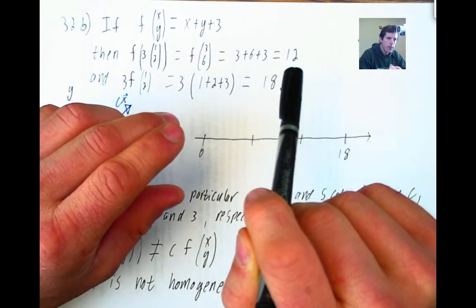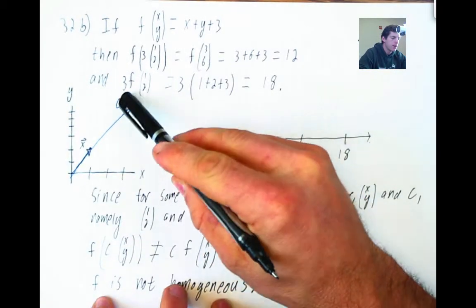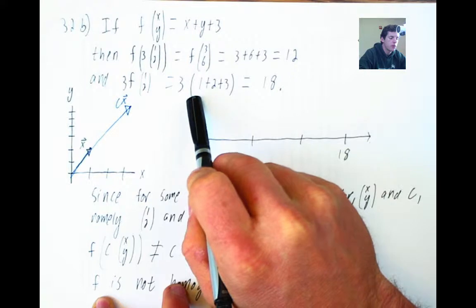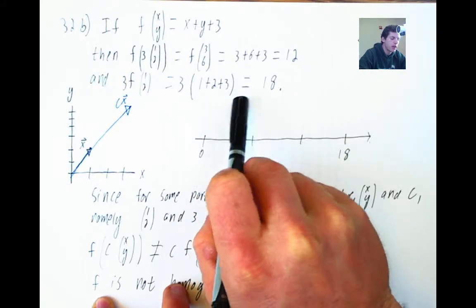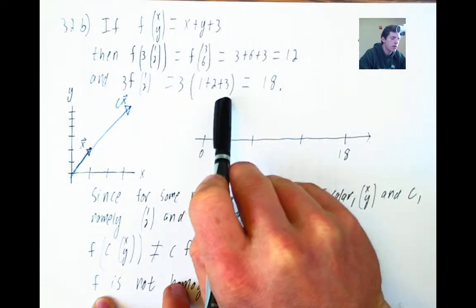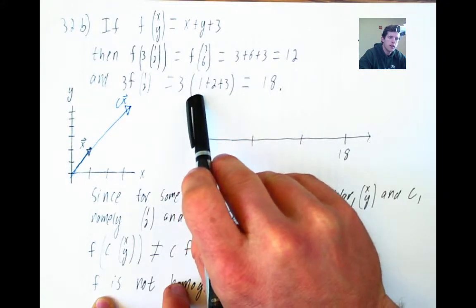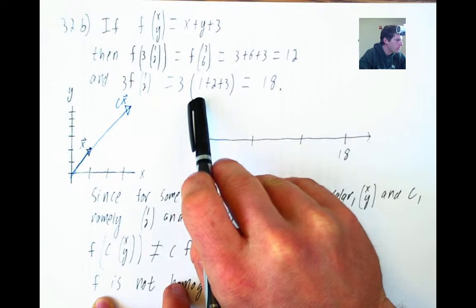That's 12. And then I'll examine the scalar times f of (1, 2). That's 3 times what f gives when you put in (1, 2): 1 plus 2 plus 3. And that's 18. I'm thinking, let's check it again. 3 plus 2 plus 1, that's 6. 6 times 3, that's 12 plus 6, is 18.